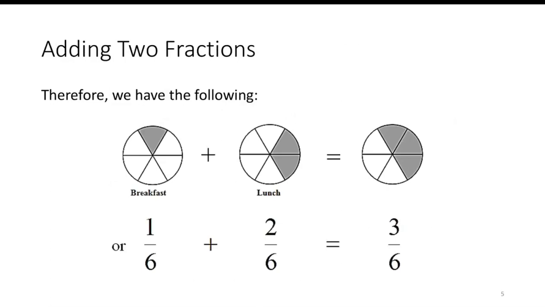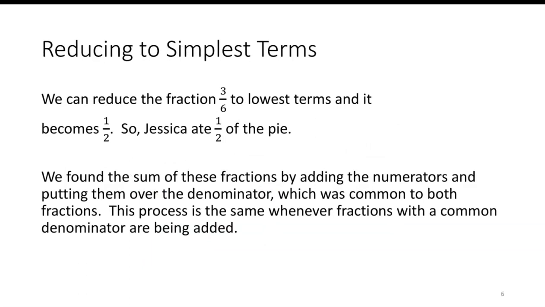So therefore, we have the following: breakfast was 1/6, lunch was 2 of the pieces. Put them together, that means that half the pie was eaten. So we can reduce the fraction 3/6 to lowest terms, and it becomes 1/2. So Jessica ate 1/2 of the pie.